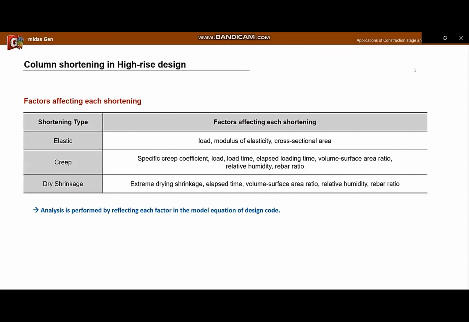So, what are the factors that influence each shortening? In the case of elastic shortening, as you know, it is the load, the modulus of elasticity, and the cross-sectional area. Creep is affected by specific creep factor, load, loading time, elapsed loading time, volume to surface area ratio, relative humidity, and rebar ratio. And drying shrinkage is affected by extreme drying shrinkage, elapsed time, volume surface area ratio, relative humidity, and rebar ratio.